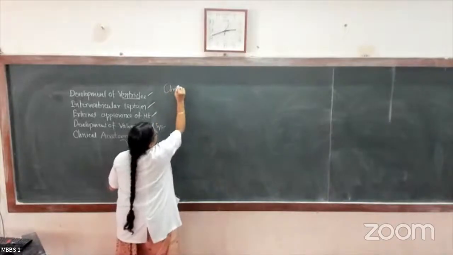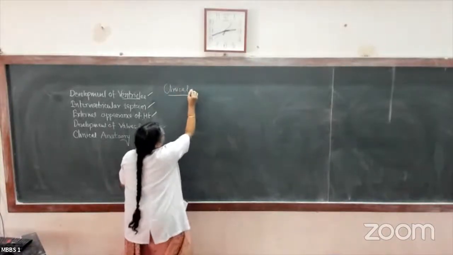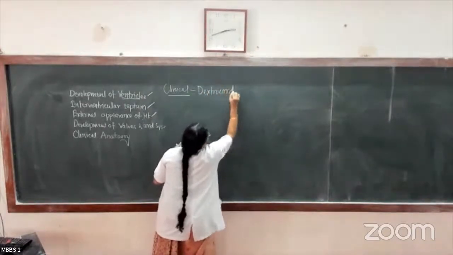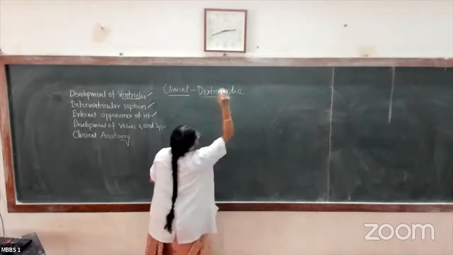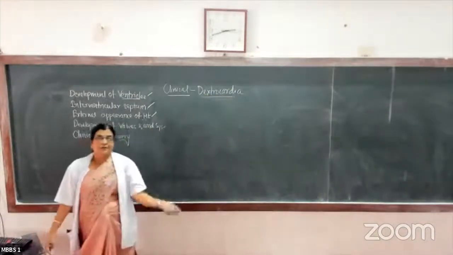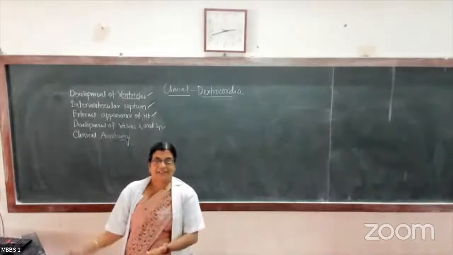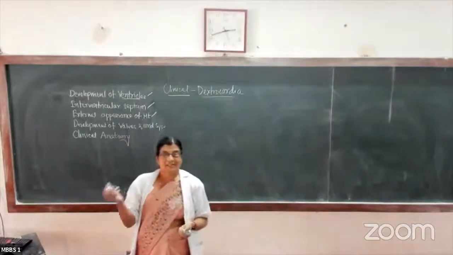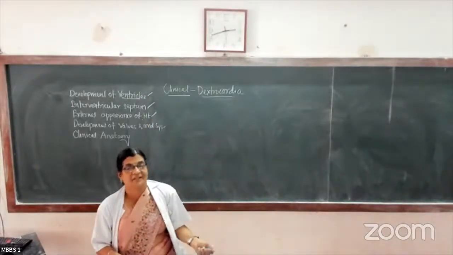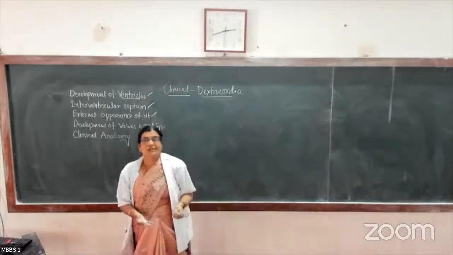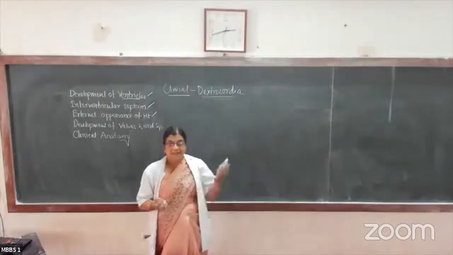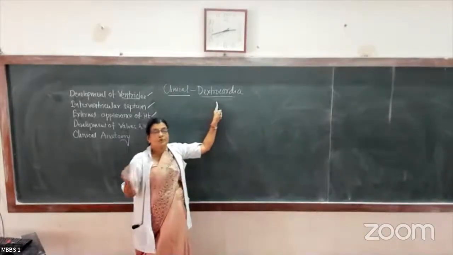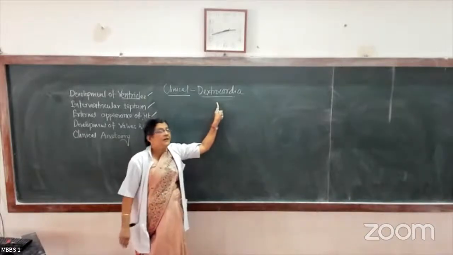Clinical aspect. The first important thing is dextrocardia. Here, left-sided structures of the heart will develop on the right side, and right-sided structures will develop on the left side. So, what are the changes? Superior and inferior vena cava, instead of on the right side, will come to the left side, and pulmonary veins which open into the left atrium will come to the right side. In this way, there is a change in their site. Right structures will go to the left, left structures will develop on the right side.